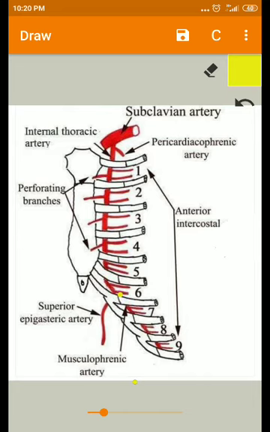From below the first costal cartilage up to the sixth intercostal space, what are the structures related anteriorly and posteriorly? Anteriorly, you people know very well, it is present behind the costal cartilages, so it is related to the upper six costal cartilages. Above these costal cartilages, the big muscle of the pectoralis region, the pectoralis major, is present.